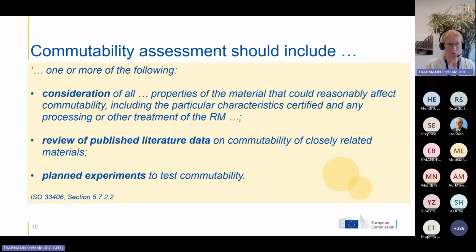First of all, the reference material producer should make some considerations and should think about if processing techniques or treatments of the reference material change the matrix in such a way that it could impact the behavior of the material, which is then an indication that it may not be commutable. You should review published literature data on commutabilities, which were already carried out, ideally those on closely related reference materials. And then the third approach, carry out a planned experiment to test the commutability, which is the ultimate proof of it.